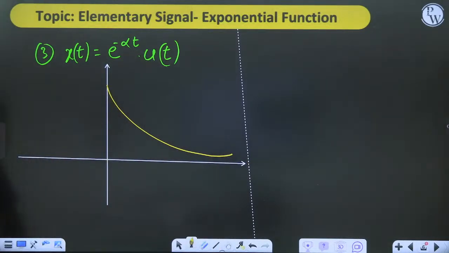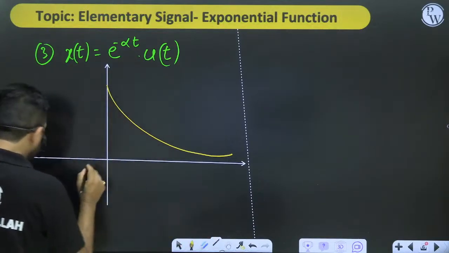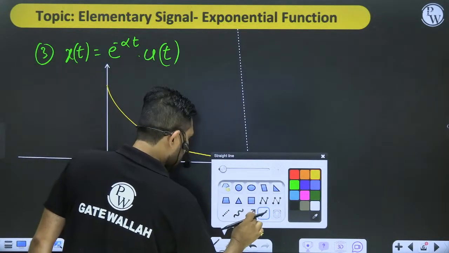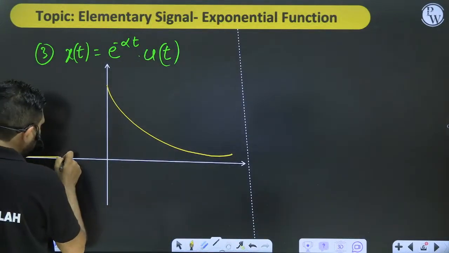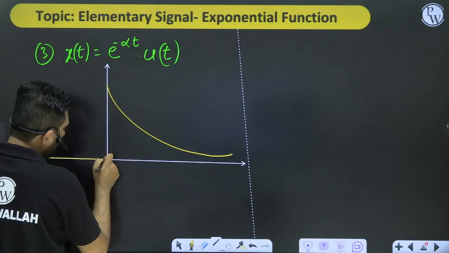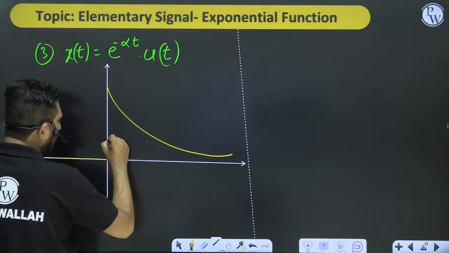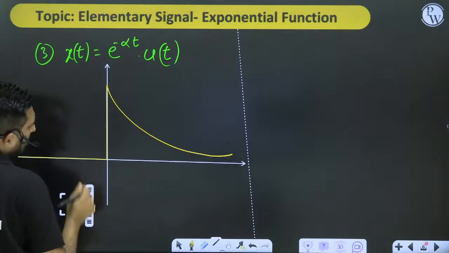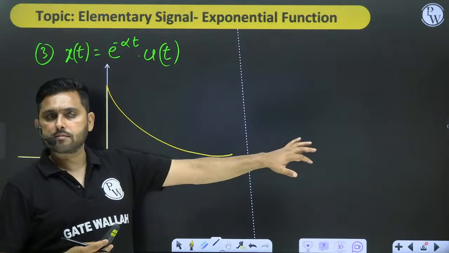So this is 0. This is 0. Listen carefully. This is 0, okay, till this one, and then it will have a jump at this point, and then it will go on like this.